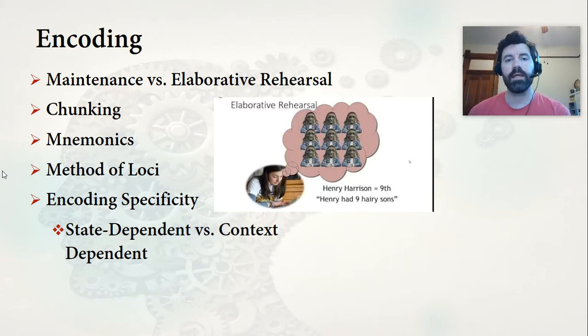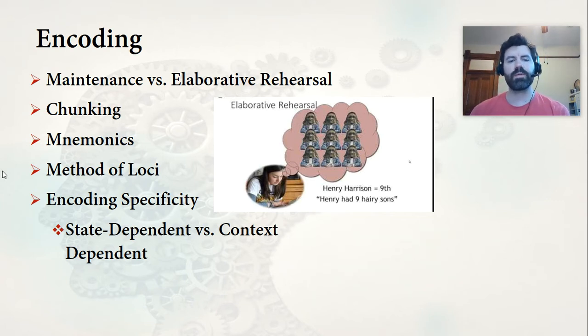Method of loci is when you mentally imagine a place, maybe around your home, or around your school or your town, and you put information throughout that place. When you're trying to then remember the information, you just cognitively walk through your house, your neighborhood, or your school, and you can picture the pieces of information throughout those different parts. It's a very common way to try to remember long pieces of information.